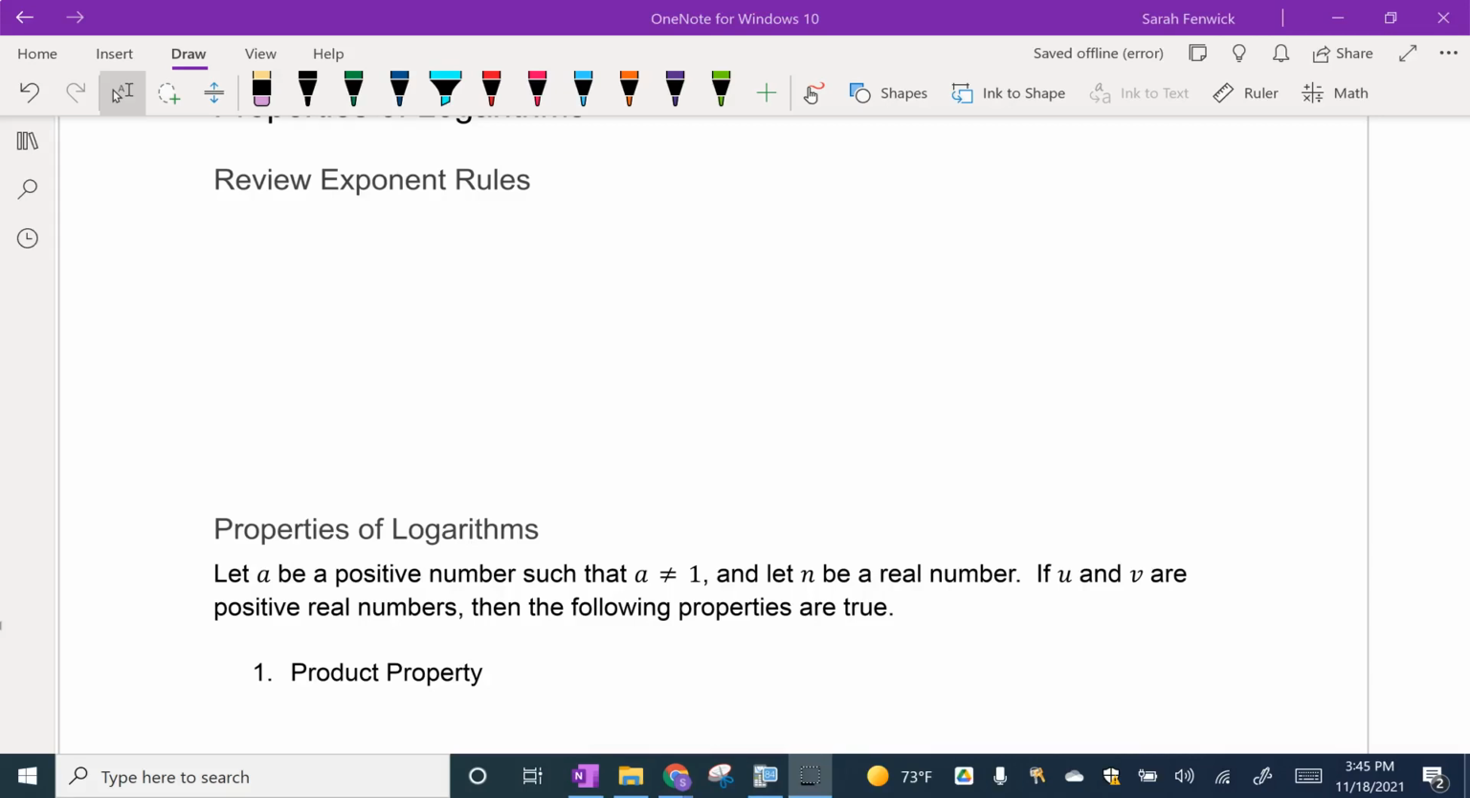Chapter 3, Section 3, Properties of Logarithms. We are going to review exponent rules, and then hopefully you're going to see how they relate to the properties that we're going to deal with today.